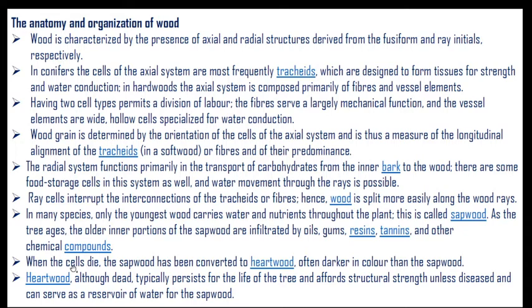So at that time the cells die, and the sapwood gets converted into the heartwood, which is often darker in color than sapwood and is usually present at the center, because at the peripheral region there is development of newly formed sapwood or annual rings. So this is all about heartwood and sapwood.